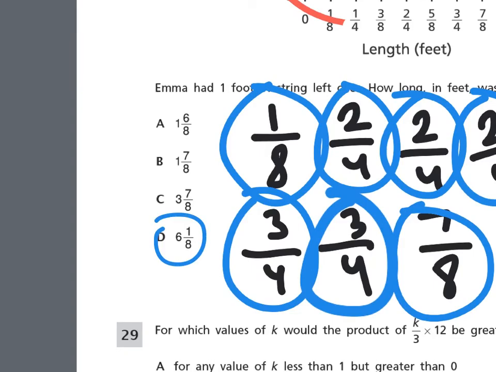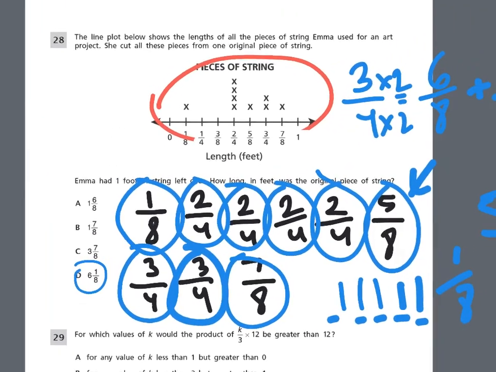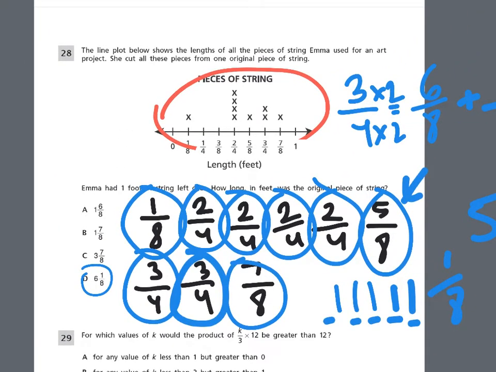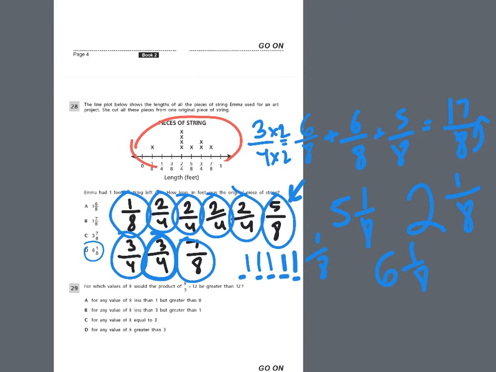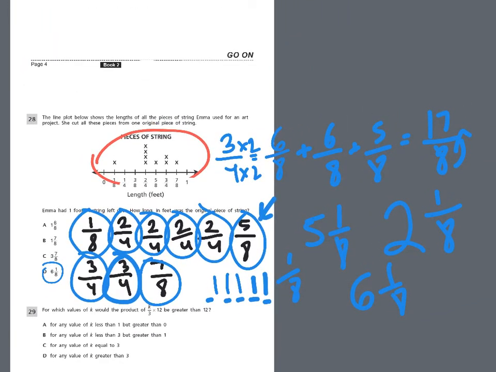So what we did is we wrote down all the numbers from the line plots. We grouped them together to make one wholes. With the 5/8, the 3/4 and 3/4, we made them all into eighths, and that gave us 17/8. We divided 17/8, which is really 2 and 1/8. We added all together to give us 5 and 1/8, and we added one more whole because it says she had 1 foot of string left over. So the original one must be 6 and 1/8.